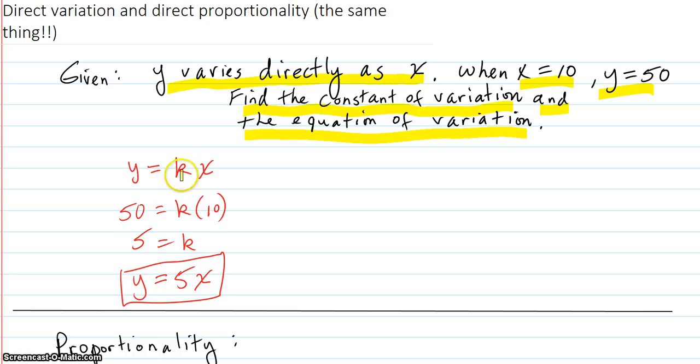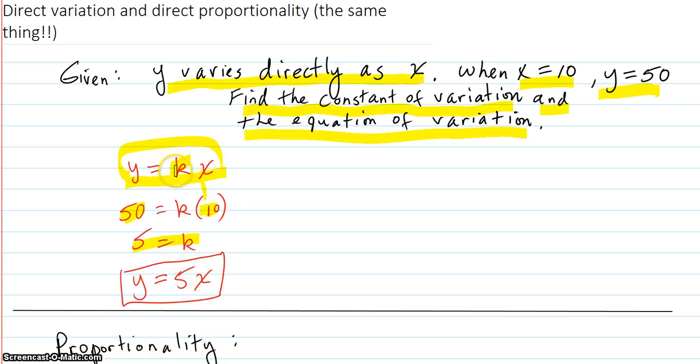So y equals a constant times x. We use the given information to find the constant, the k. When x equals 10, y equals 50. So when x is 10, right here, y is 50, we solve for k. Divide by 10 on both sides, and we get k equals 5. That's what you can also write, k equals 5.